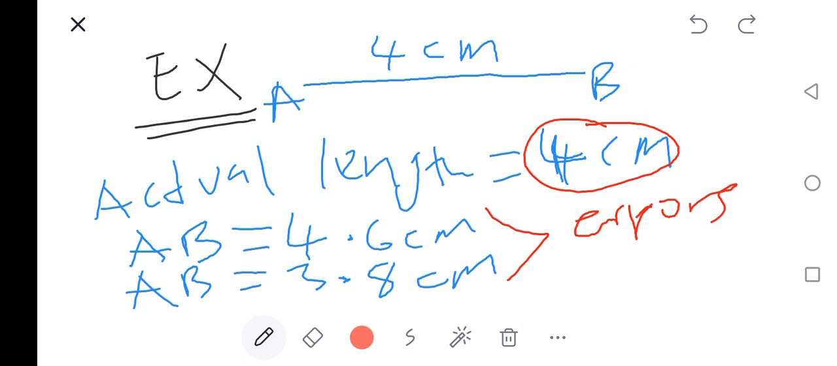Why? Because of the instruments that you've used. Maybe the ruler was not put accurately on the numbers. Maybe the ruler was broken, or maybe the calibrations were not done properly. So what causes errors? Our instruments.